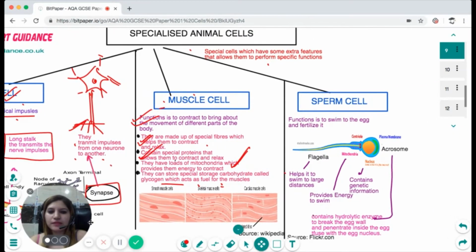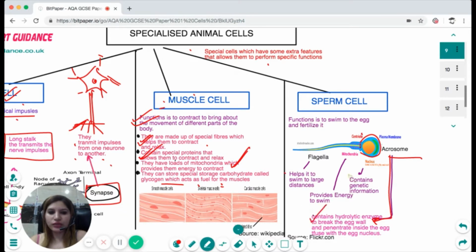Next is the sperm cell. Now, if you look at the sperm cell, it looks like this. At the top, there's a head which has an acrosome, and this acrosome contains hydrolytic enzymes which break the egg cell wall and penetrate inside the egg to fuse with the egg nucleus. The middle piece has mitochondria. The mitochondria provide the energy to swim.